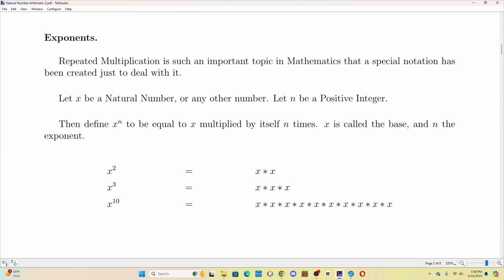X to the 1 is just x. X to the 2 is x squared, which is x times x. X to the 3 is x cubed, which is x times x times x. And x to the 10 is x multiplied by itself 10 times. I double check to make sure that there really are 10 x's on the screen.